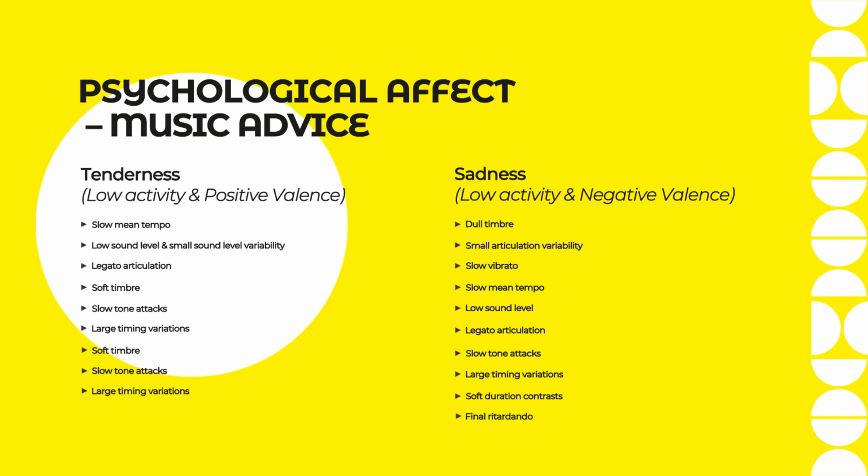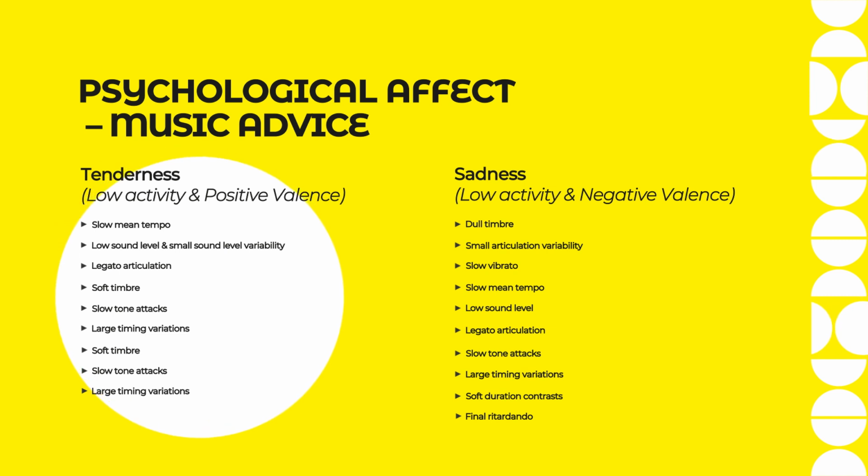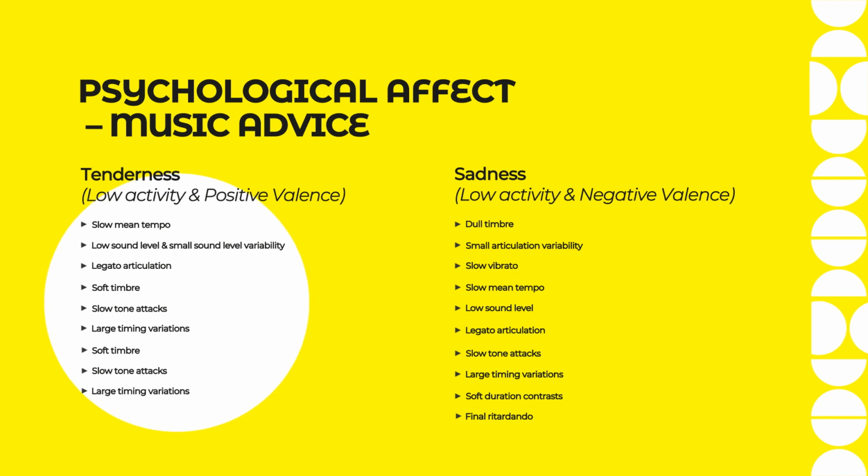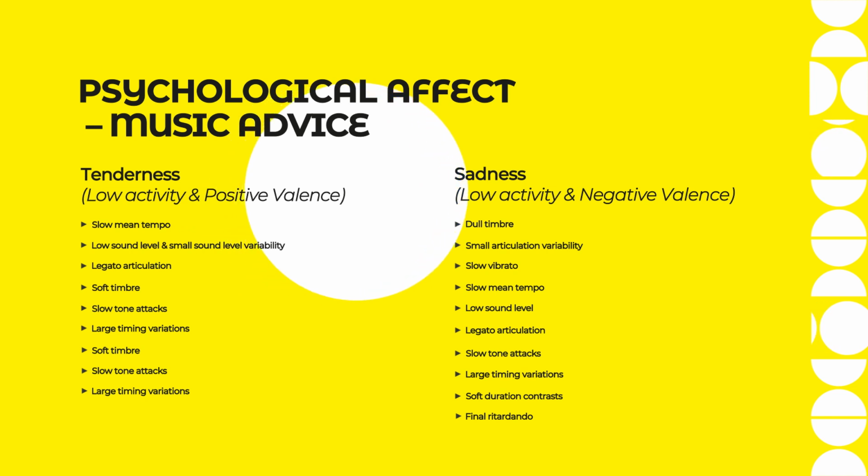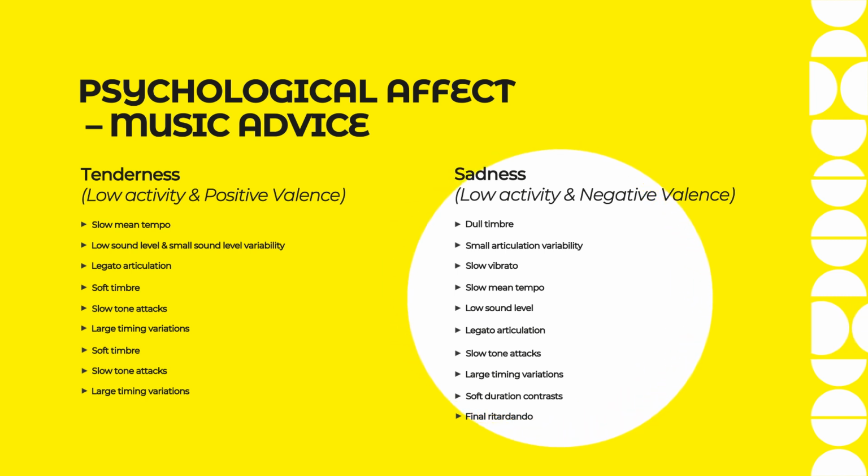Below are some musical tips that one could use in order to create specific psychological feelings. For the feeling of tenderness, we basically use low activity, slow mean tempo, low sound level and small sound level variability, legato articulation, soft timbre, slow tone attacks, large timing variation, accent on stable notes, soft duration contrast, and final ritardando.